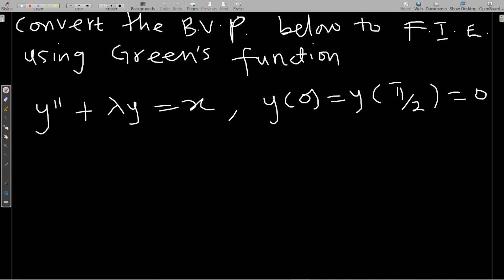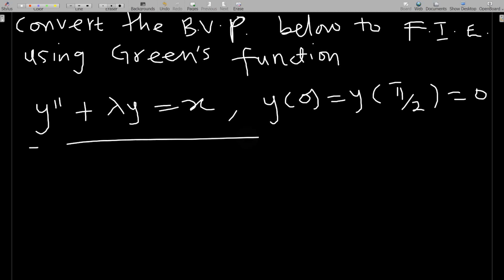So in this lesson, we just go through how to convert a BVP to an FIE using Green's function. So that one too is possible. So let's go through it and know how we go about it. Our task here is to convert the given BVP to its corresponding FIE using Green's function. So we have y prime plus lambda y equals x, and this is subject to the boundary condition y of 0 equals y of pi over 2. I hope by now you know how to find the Green's function and the rest.